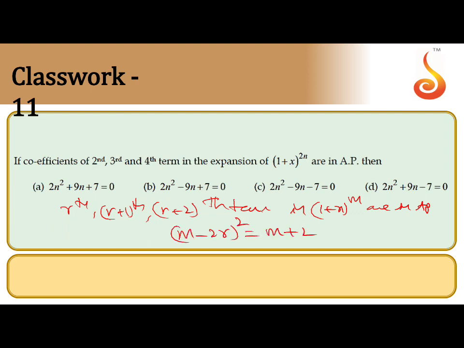Normal solving is a very long process, so you have to remember this as a formula. The r, r+1, r+2 terms are consecutive terms in the expansion of (1 + x) whole power m. If they are in AP, then (m - 2r) whole square equal to m + 2. Here, m is the power of the exponent, that is 2n in this question. Here r is the starting term, so r equals 2. Substitute this value in the condition to get the required answer. I will solve the remaining part on the next page.